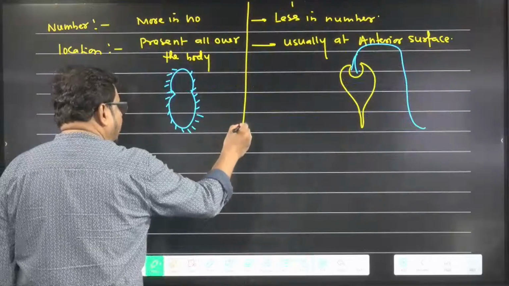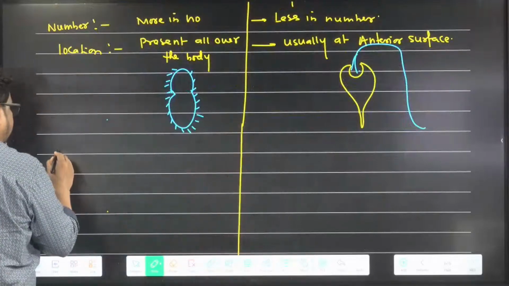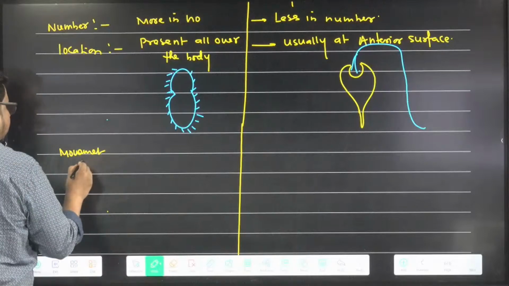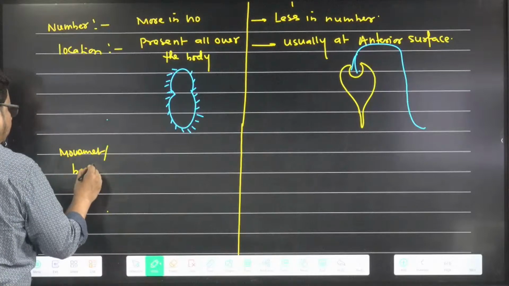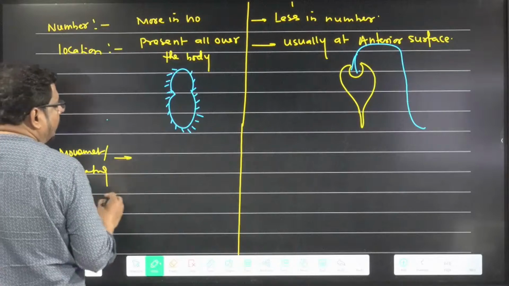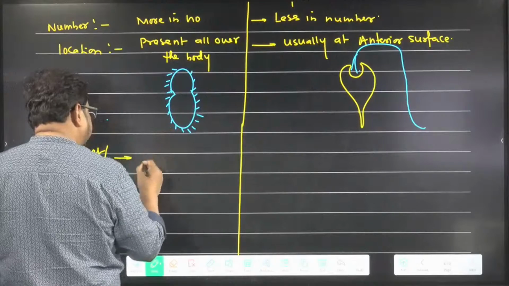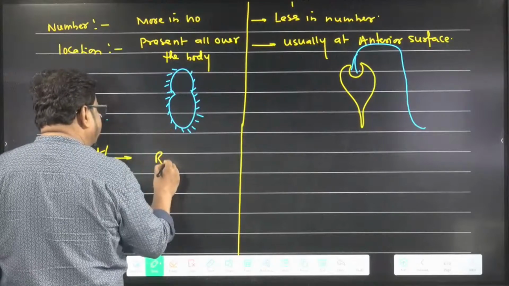Now I am telling some more differences between cilia and flagella. I am writing movement and beating. If you talk about cilia, a rowing movement is there.